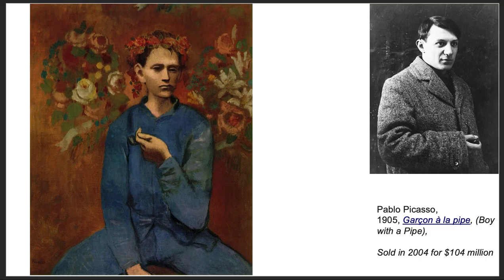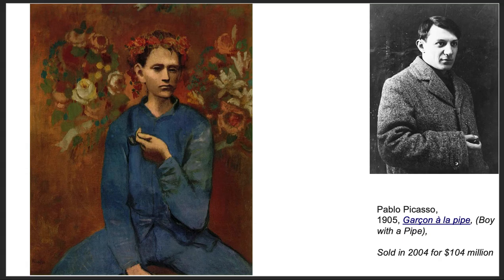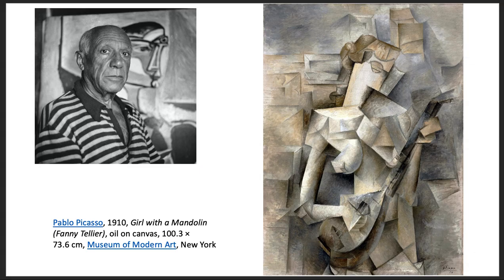And so Picasso around this period was going through a lot of phases in his work, a blue period, a red period, etc. And this is shortly around and before he was seeing these Cézanne images displayed in Paris. Oh, and in particular, that painting, Boy with a Pipe, sold for $104 million in 2004, and that was more than any other painting had ever sold.